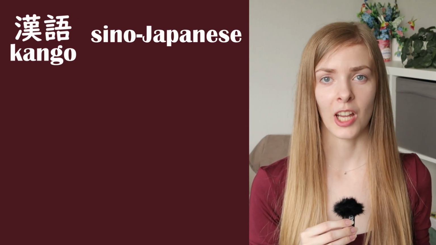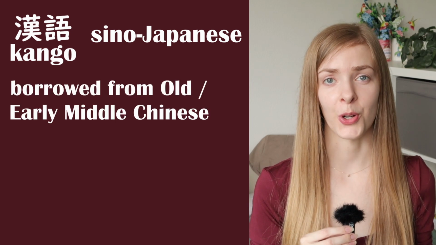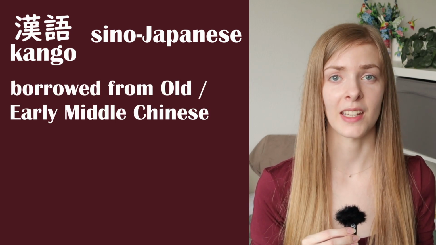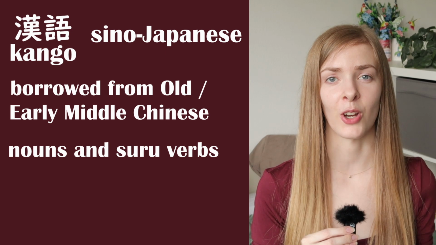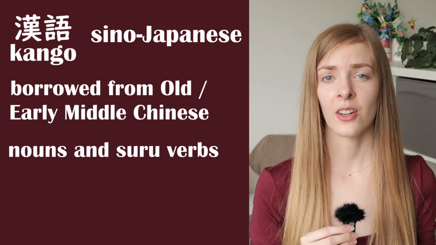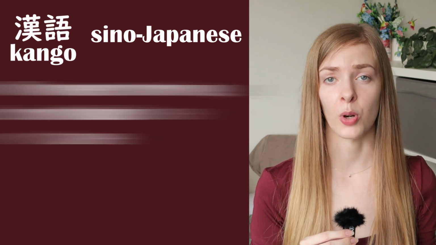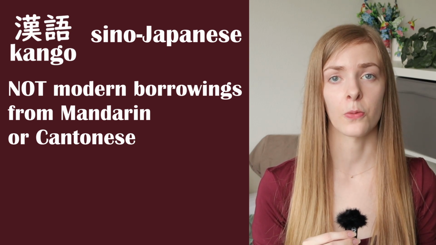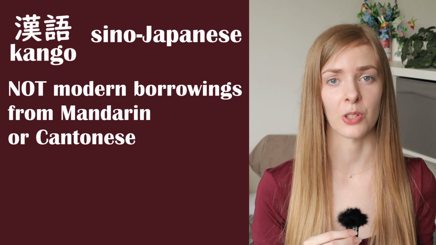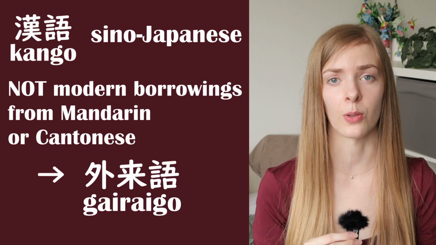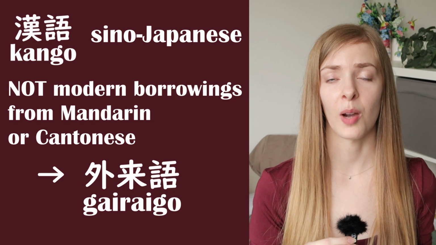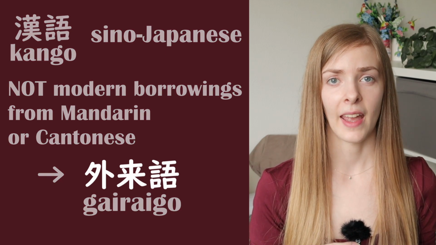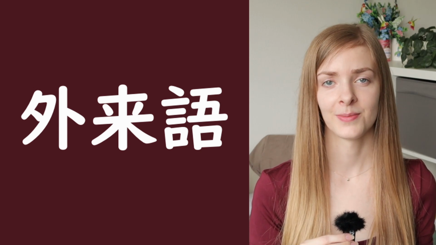Kango, also called Sino-Japanese, describes words that have been borrowed from Old or Early Middle Chinese, and many nouns and pseudoverbs belong to this category. This category does typically not include modern borrowings from Chinese or Cantonese, however. These and many other foreign words that entered the Japanese language in more recent times are called gairaigo, loanwords, and are most commonly nouns and not adjectives. And it is this last group of words that I want to have a closer look at today.